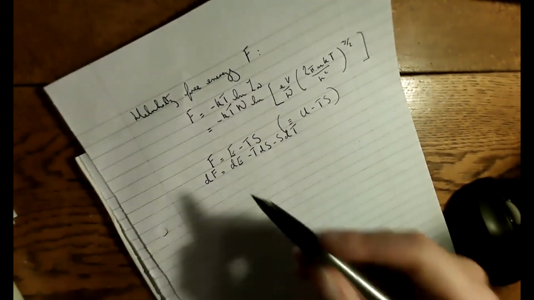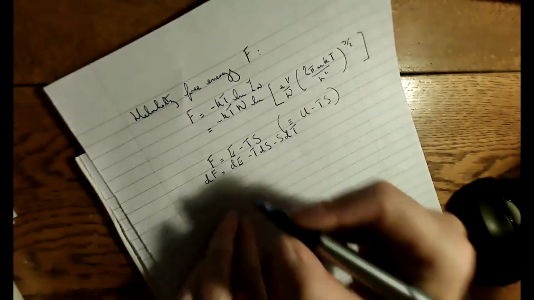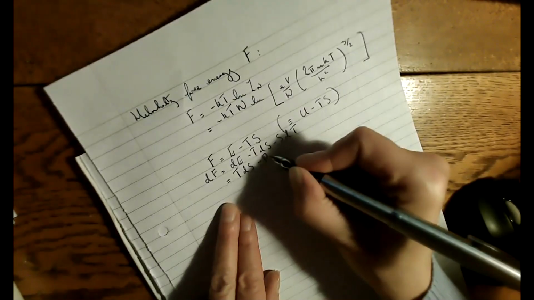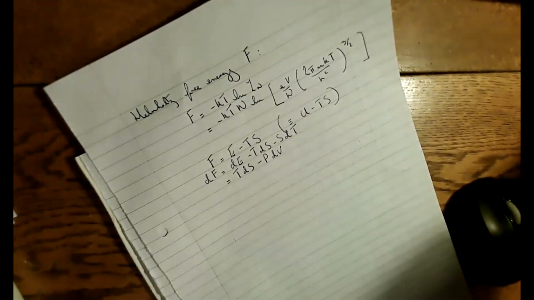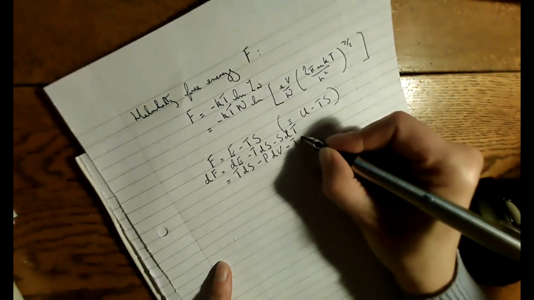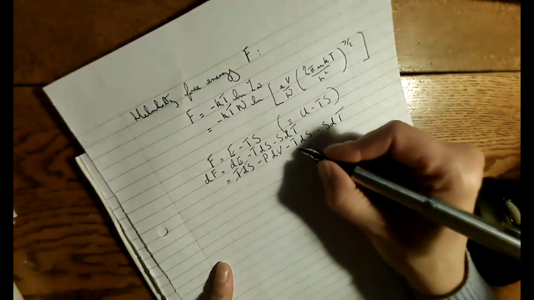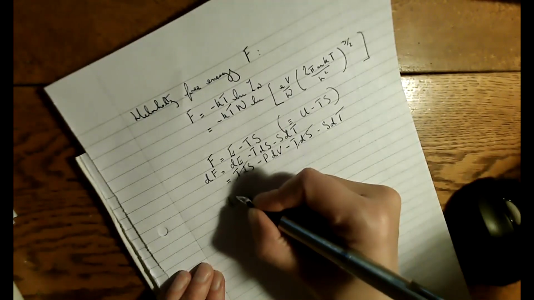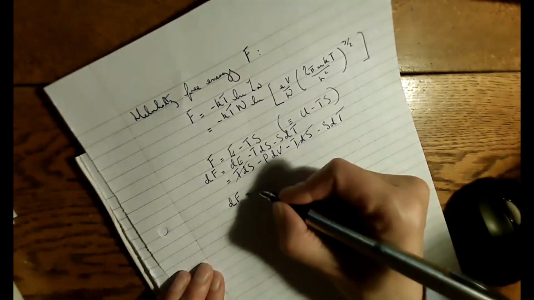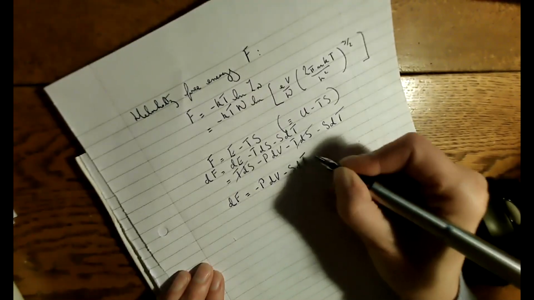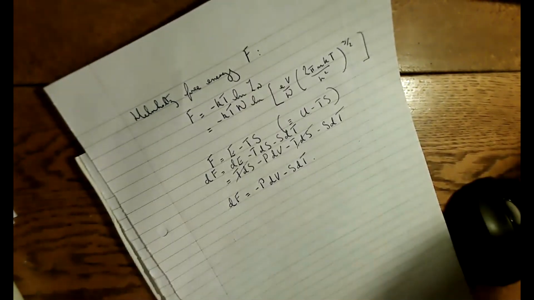So what we're going to do is use the first law to substitute for this dE, so that's T dS minus P dV, because we're dealing with gases, so our work term is going to be minus P dV, minus T dS minus S dT. We can cancel these out, and as before, we've done this many times, dF is minus P dV minus S dT. So that's the differential form of our Helmholtz free energy.